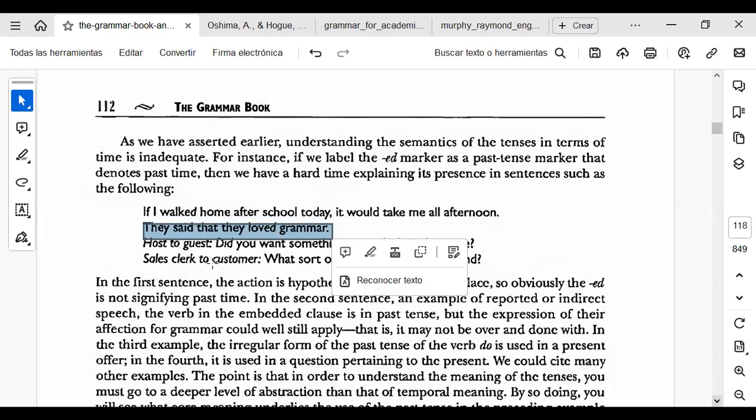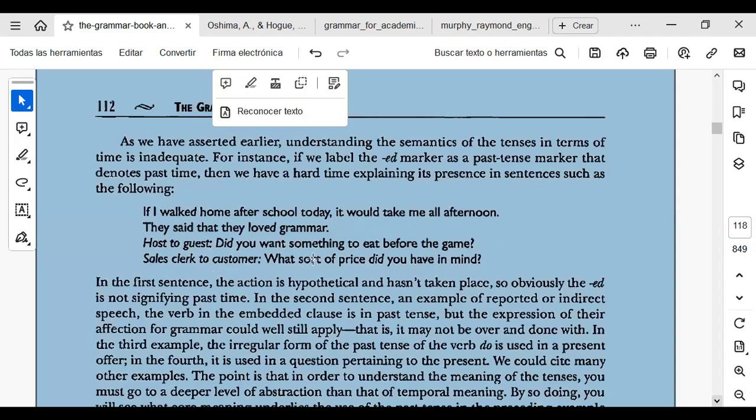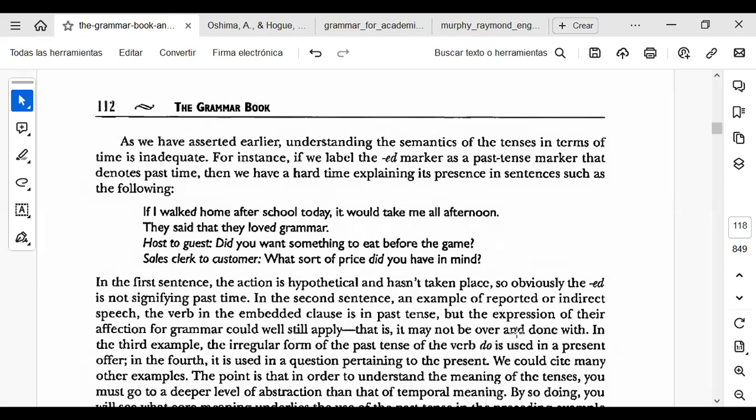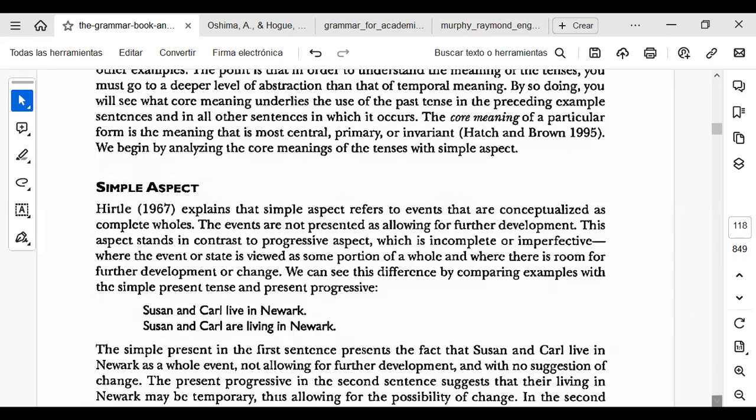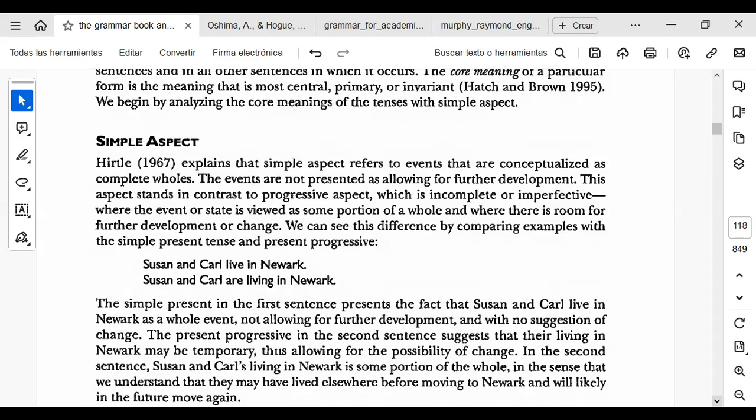So we're going to review now some uses of the tenses, and how we can use them. We have the simple aspect of the verb. The book explains that simple aspect refers to events that are conceptualized as complete wholes.